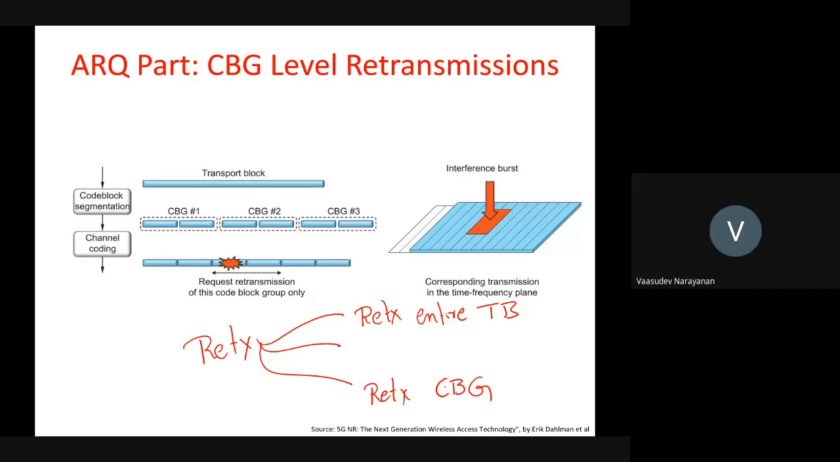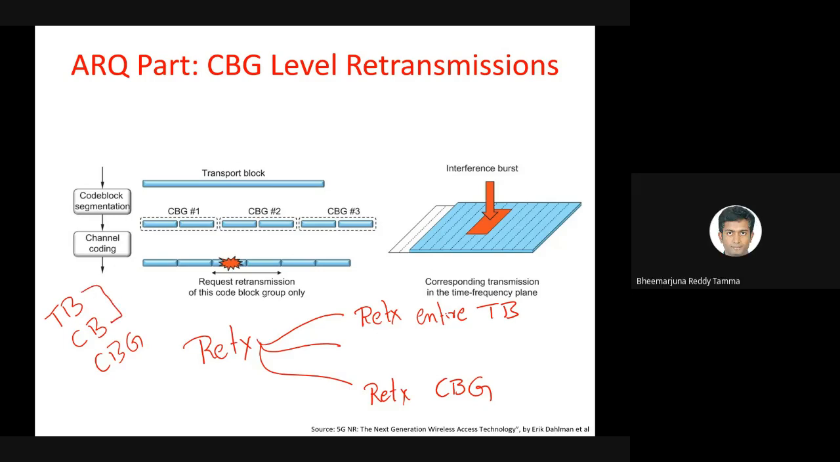Maybe something like go-back, where we transmit from the packet which was corrupted until the end. I mean the CBG that was corrupted, like if CBG 2 was corrupted, we retransmit CBG 2 and CBG 3. No, I think you have to distinguish. There are three terms here: one is the transport block, another is the code block, and another is the code block group. Did you guys understand how these three are related to each other?